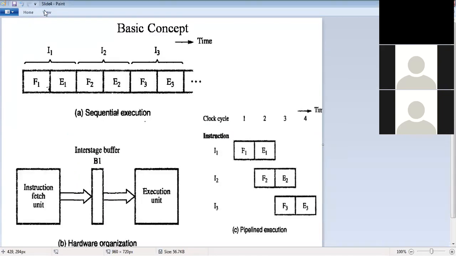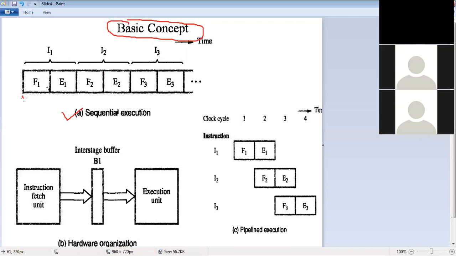So let me first discuss the basic concept of pipelining. Here you can observe there is a sequential execution of instructions. At a time in memory there are so many instructions. For the sake of simplicity I am considering 2 units, but basically an instruction is executed in 4 stages. First the instruction is fetched, then it is decoded, some operands are loaded, then executed, and again the data is stored to the memory unit.